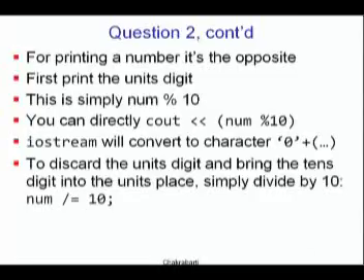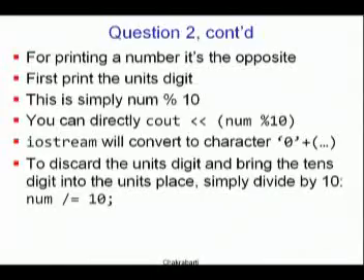Now for printing a number, however, it's the opposite. It's easier to print the units digit first because it's simply num%10. Okay? And you can directly send out num%10 because that integer will be converted into a character inside the IOStream library as 0 plus whatever you gave it. That's how you turn things into characters. Okay? Now, to discard the units digit and bring the tens digit into the unit place, we all know how to do that. We simply divide by 10. So an integer division by 10 will discard the unit digit and bring the tens digit in. Okay. So that's how you print a number from the rightmost digit to the leftmost digit.